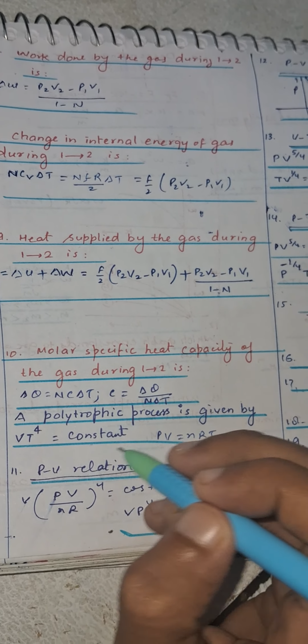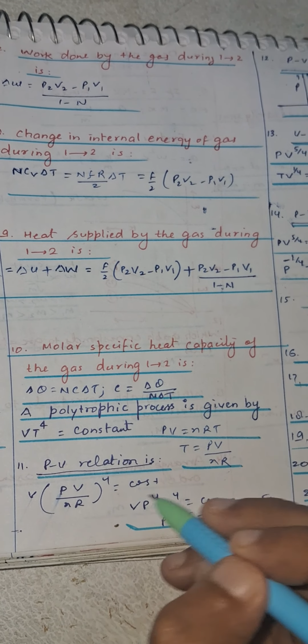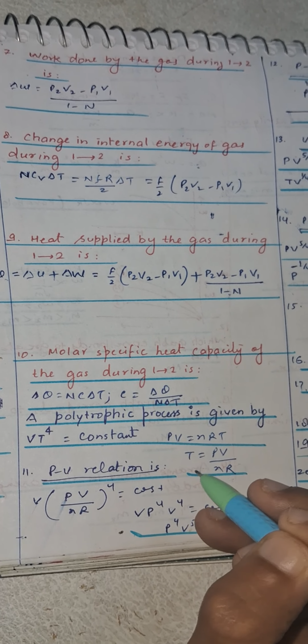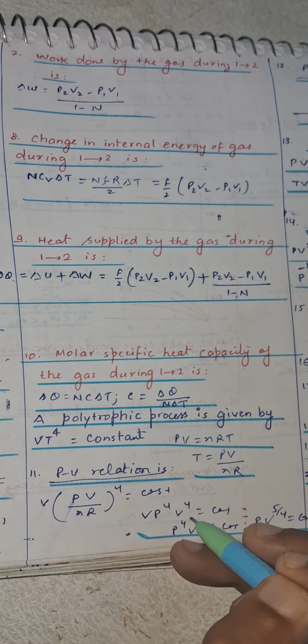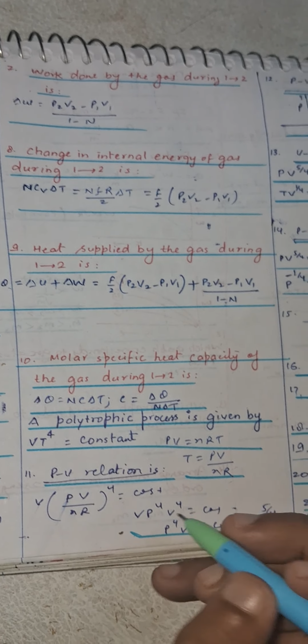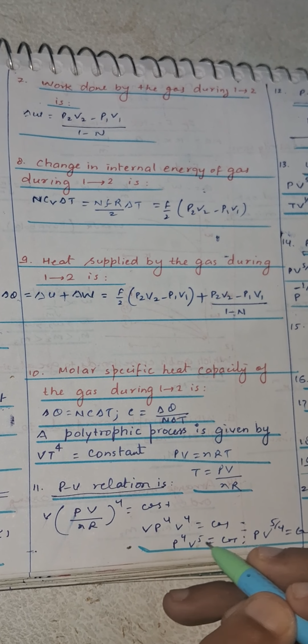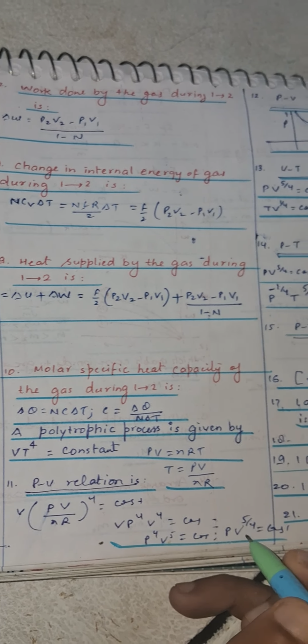Next question is a polytropic process given by VT raised to power 4 is constant. So the first thing is we need to find the PV relation. So what we do is we eliminate temperature from over here. Temperature will be PV upon nR. So we have (PV) P raised to power 4 into V raised to power 4 is constant. So that will give us P^4 V^5 as constant, or PV raised to power 5 by 4 as constant.